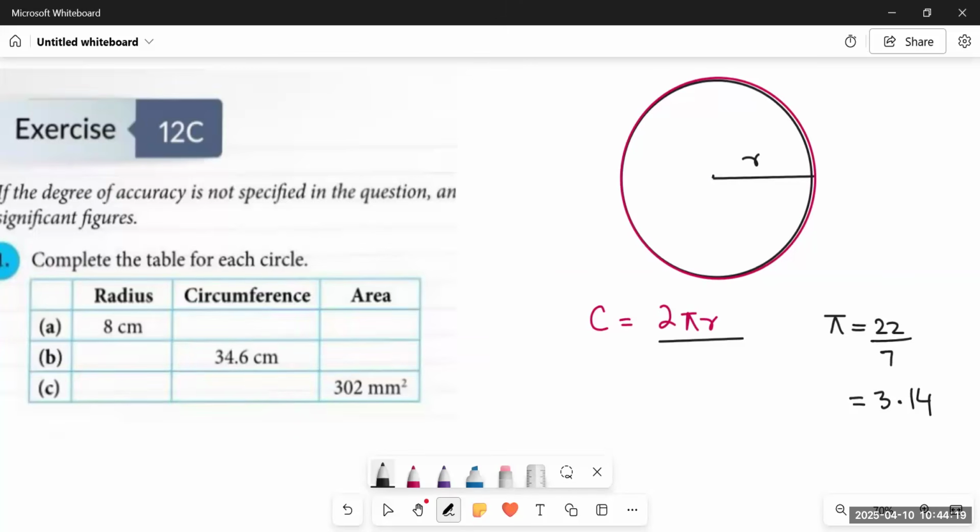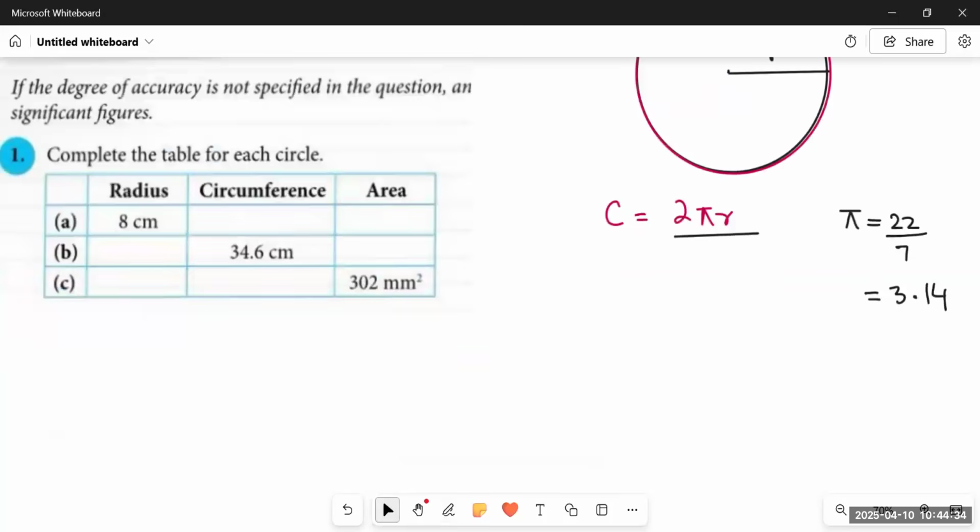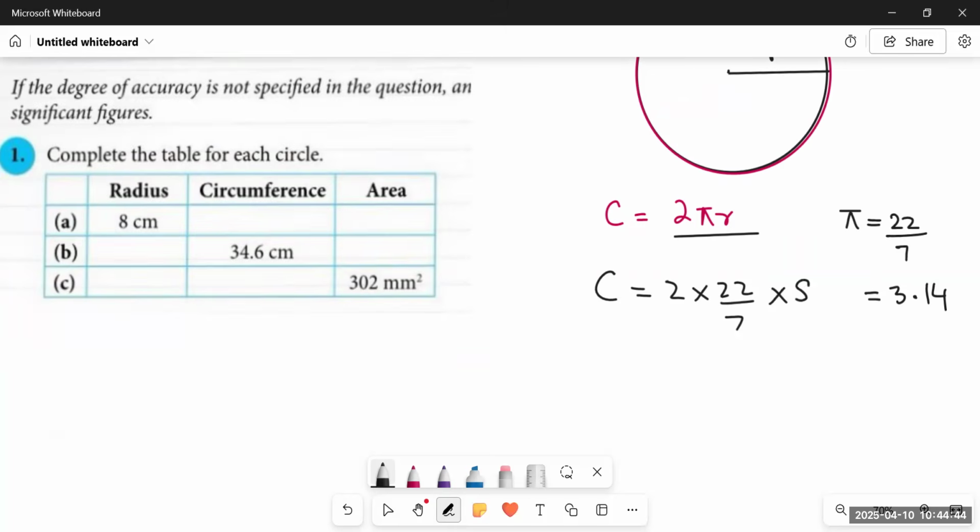Whenever you have to find the circumference, which is basically the perimeter of a circle, but we do not call it the perimeter, it's the outer part of the circle, we just need to use this formula. So if we are provided with a radius of 8 centimeters, the circumference would be 2 multiplied by 22 upon 7 multiplied by 8.